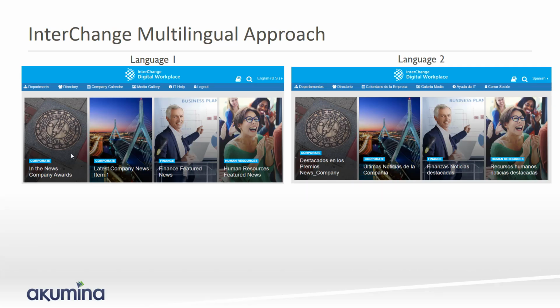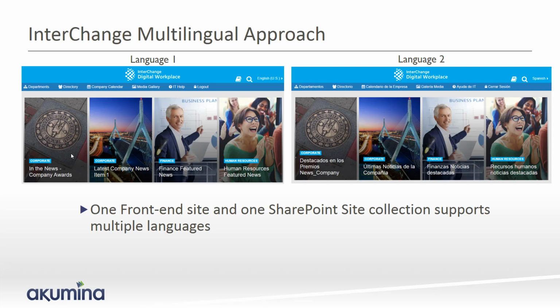Interchange has taken a very unique approach to the support of multilingual. As you can see here, I have language 1 and language 2, English and in this case Spanish. Now the difference with Interchange is that there's one front-end site and one SharePoint site collection which supports both of these languages. So I don't have to have a different dedicated site for each language that I want to support, nor do I have to within SharePoint have a different site collection for each language that I want to support.